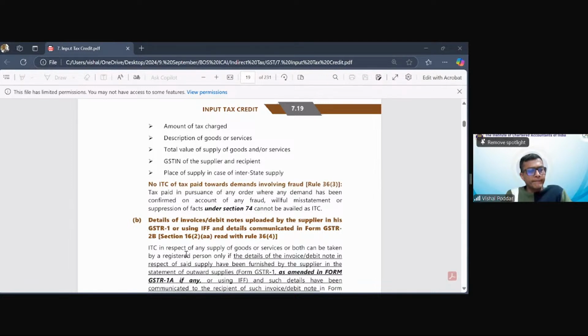Sir, I will take the self-assessment only after I receive the statement from the supplier. I didn't get your question, beta. Sorry, I will avail this input tax credit, the ITC, only after I get the supplier's document. Yeah, because that is your first condition, no? Okay. The first condition is you should have the supplier's invoice.